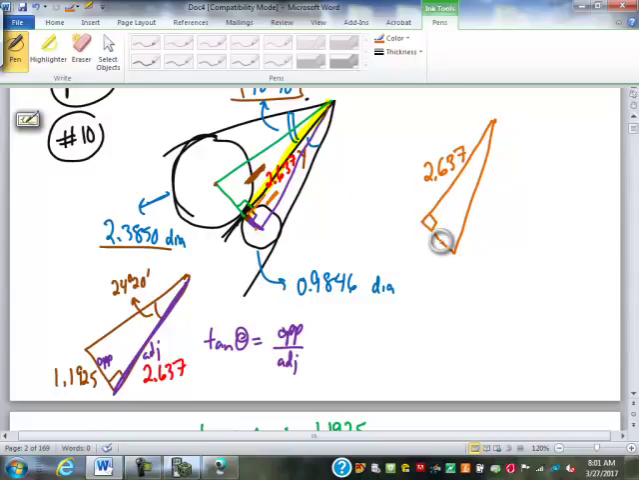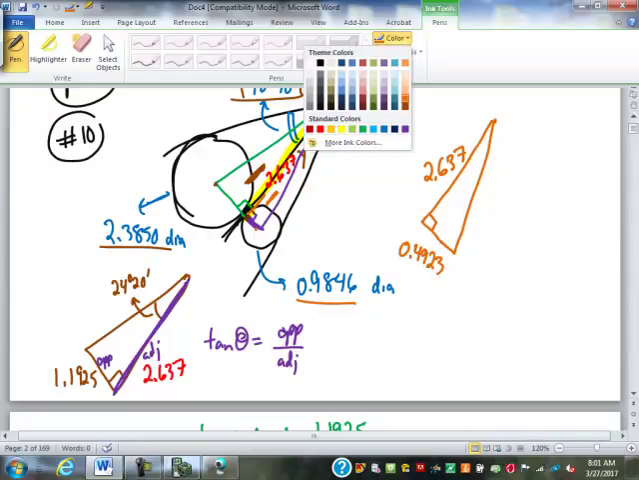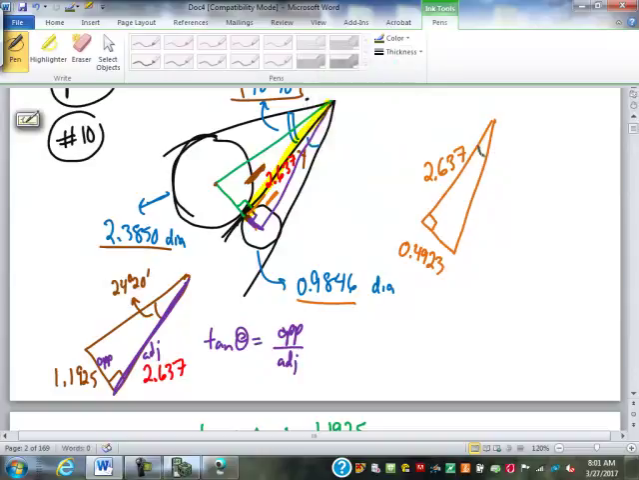This is going to be the radius of that circle, so half of the 0.9846, that's 0.4923. And if I find this angle up here, I know that this angle is just double that. Y is double of that. So let's find that angle there.